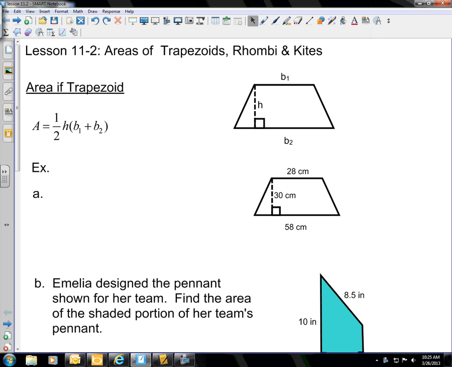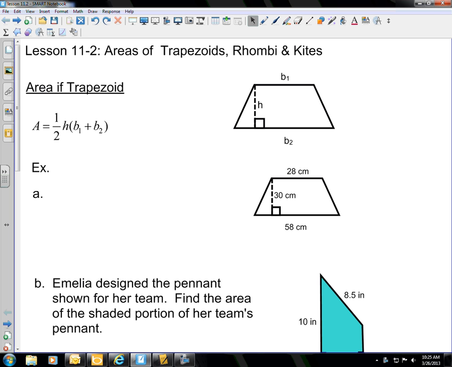Okay, we are going to work more with area today. We have two new formulas. We're actually working with three shapes, the trapezoid, the rhombus, and the kite. But the rhombus and the kite have the same formula, okay? And the formulas are really different, but they're kind of similar, so make sure that you get them straight in your head so that you don't get them confused.